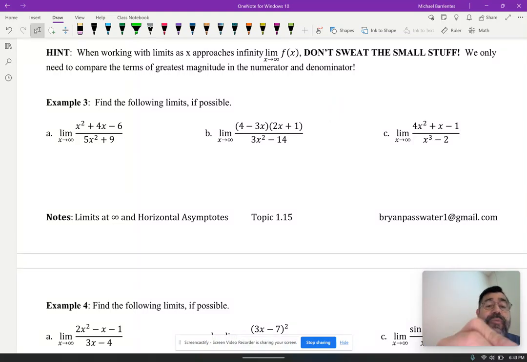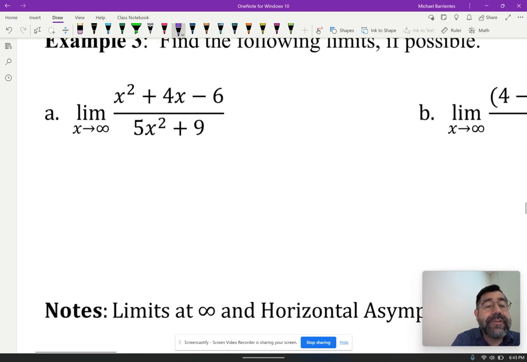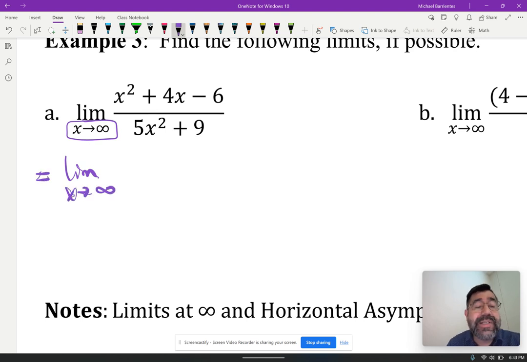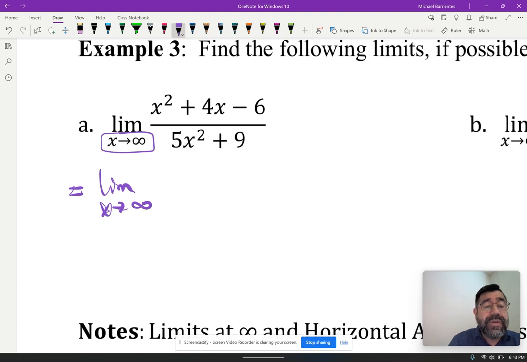Remember, we said whenever you're dealing with a limit at infinity, we're dealing with end behavior. You don't need to worry about everything. Worry about the biggest term on top and the biggest term on the bottom. So I'm going to say that the limit we're given in part A can also have the same outcome as the limit just looking at the leading term on top divided by the leading term on the bottom.